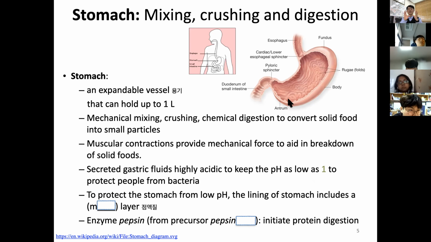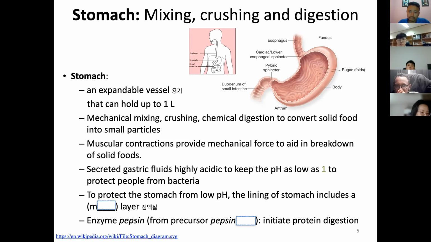How can our stomach not melt from its own gastric fluid? How can we protect our stomach from low pH? We are designed to coat the lining of the stomach, which includes this M layer.